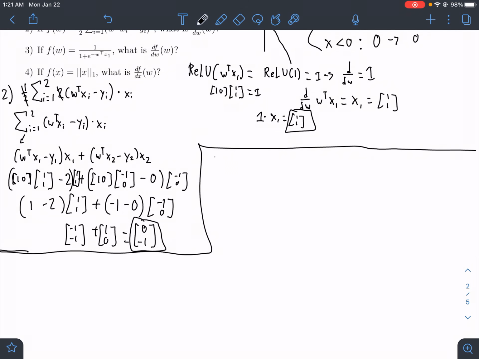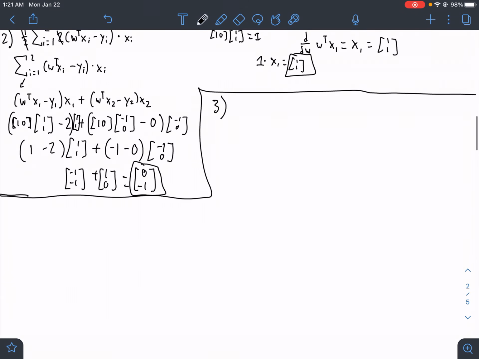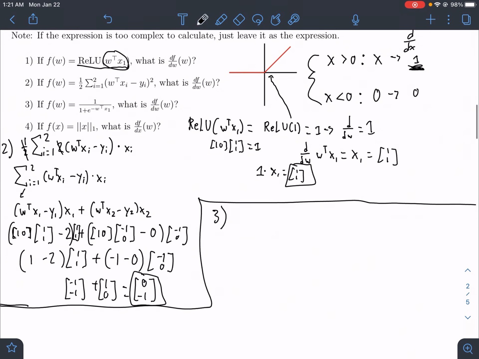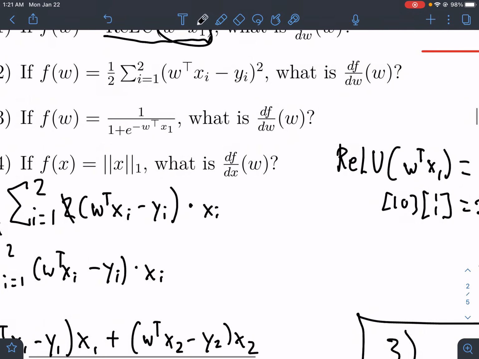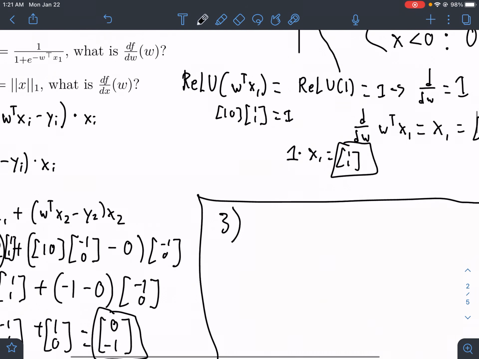For part 3, how much more space do I have? Okay, plenty. For part 3, we see this. This is the logistic function. This has a known derivative, but we're going to chain rule it out anyways because this is great practice. All right, so we can rewrite this as 1 plus e to the negative w transpose x1, raised to the negative 1.